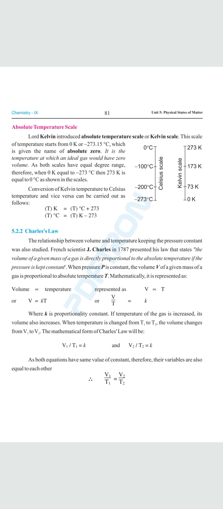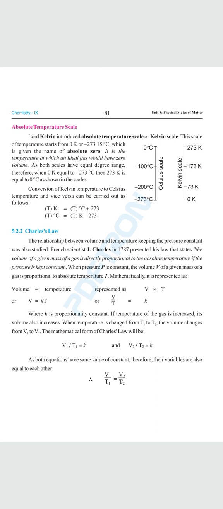Next, it is also represented as V over T is equal to K, where K is the proportionality constant. If the temperature of the gas is increased, its volume also increases, because they are directly linked and directly proportional. When temperature is changed from T1 to T2, the volume changes from V1 to V2.